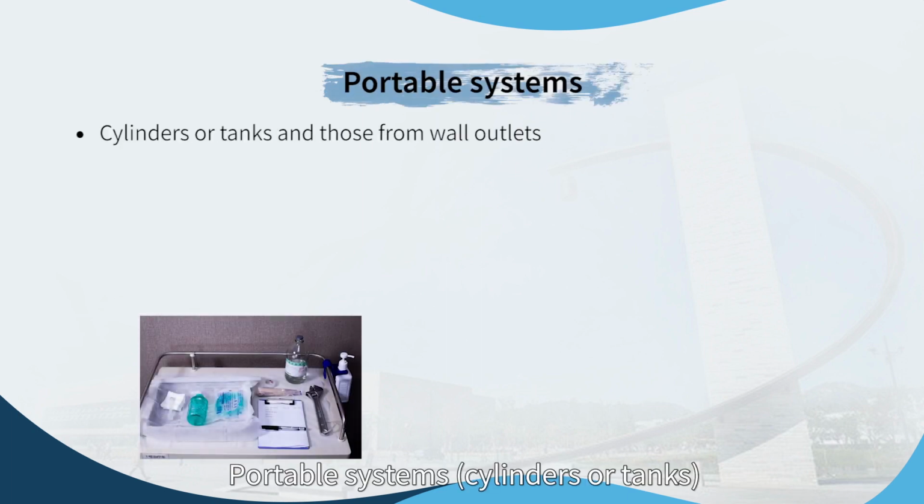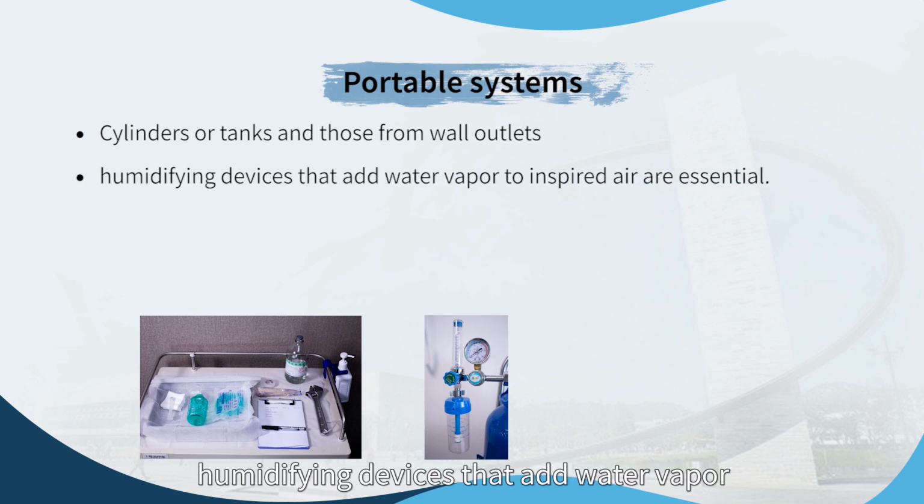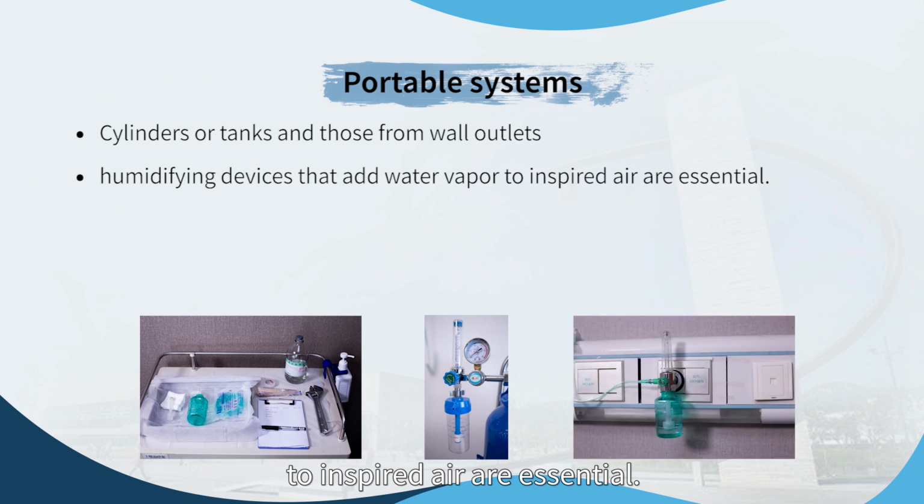Portable systems, cylinders or tanks, and those from wall outlets are the ways oxygen can be supplied in healthcare facilities. Oxygen from a cylinder or wall outlet system is dry. Dry gases dehydrate the respiratory mucous membranes. Therefore, humidifying devices that add water vapor to inspired air are essential.